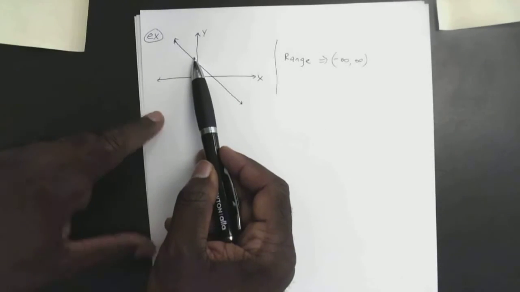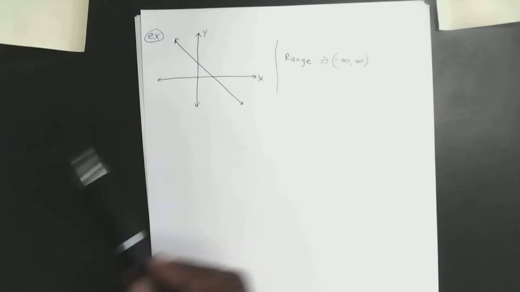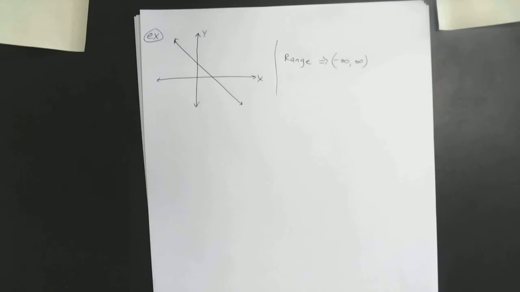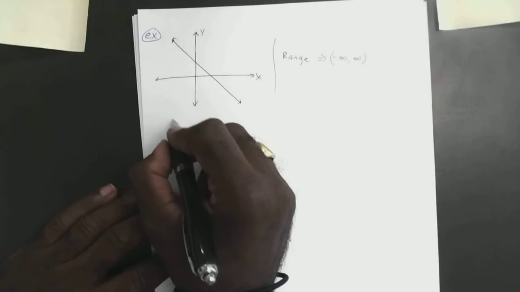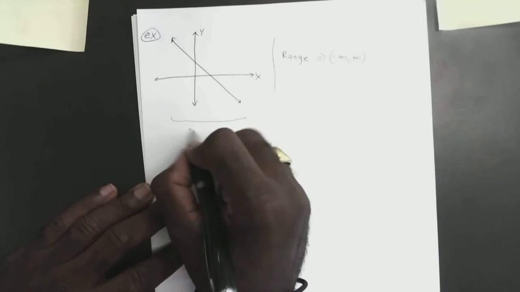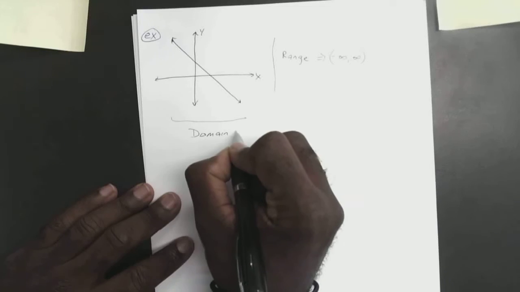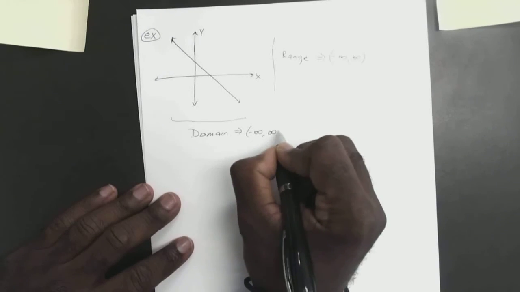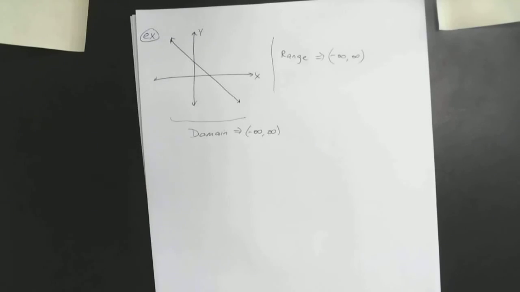If you notice, it's going to keep going to the left. As it goes up, it's going to go further and further left. As it goes down, it's going to go further and further right. So the domain is negative infinity to infinity. So graphically, that's your domain and range for that one. Any questions there?